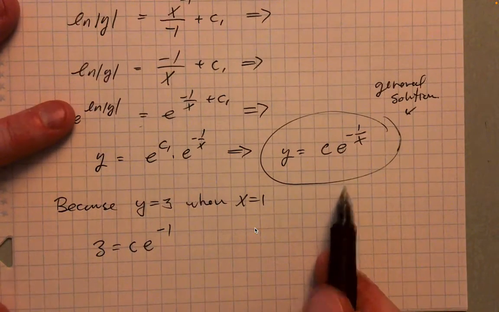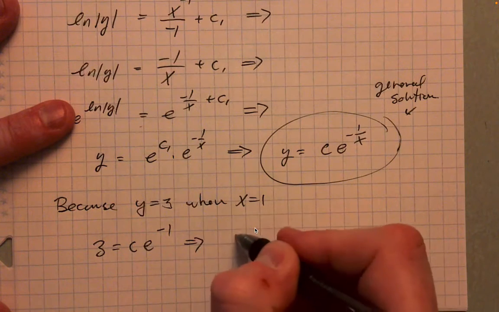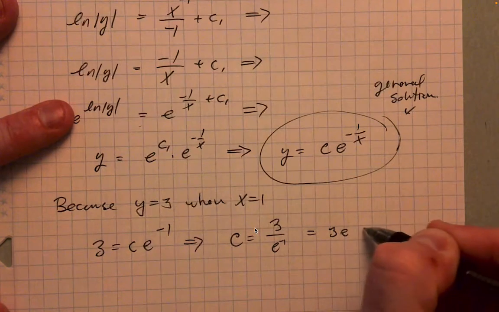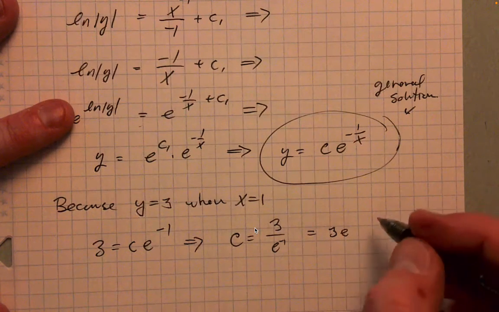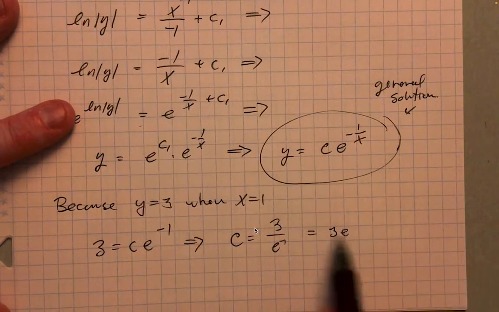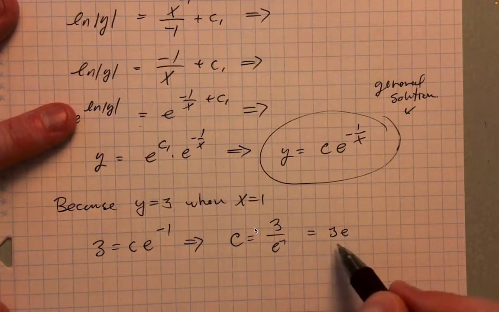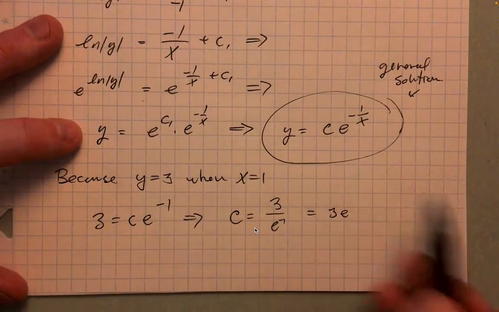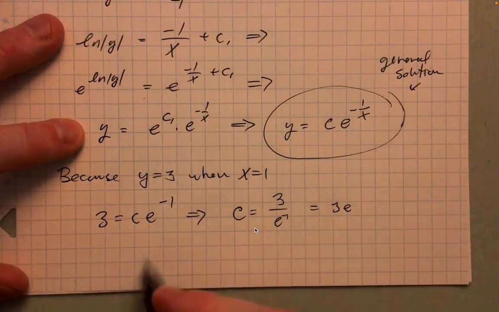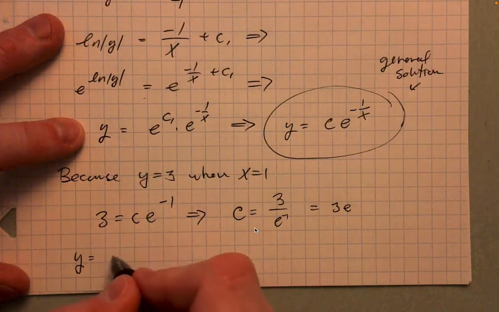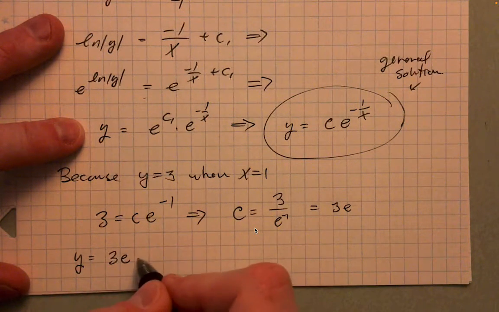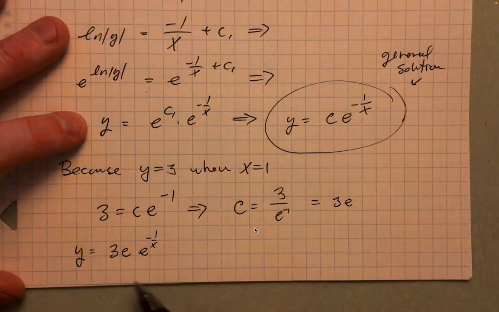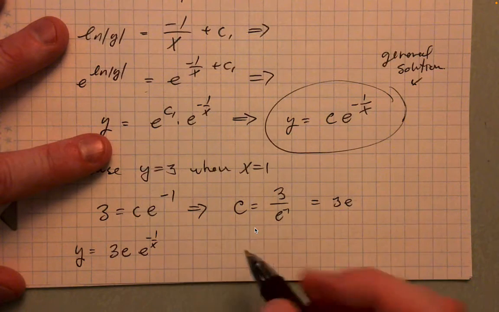Okay, and so that means C is equal to 3 divided by e to the negative 1, which is 3 times e, which is, well, let's leave it like that. You can obviously calculate this as an approximation, but let's just leave it like this. So C is this very specific thing, and so that means y equals 3e times e to the negative 1 over x, right? That's going to be the particular solution, and we could clean this up, right?